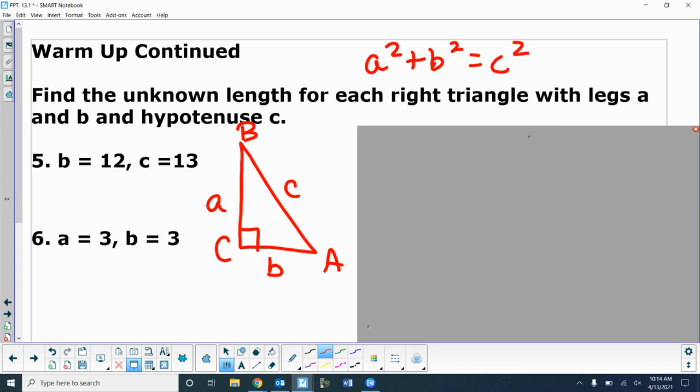Okay. So to find the unknown, for number 5, we go A squared plus 12 squared equals 13 squared. That's how we would set it up, okay? And 12 squared is 144, and 13 squared is 169. When you subtract them, what do you get? 25, so what's A? 5, right?